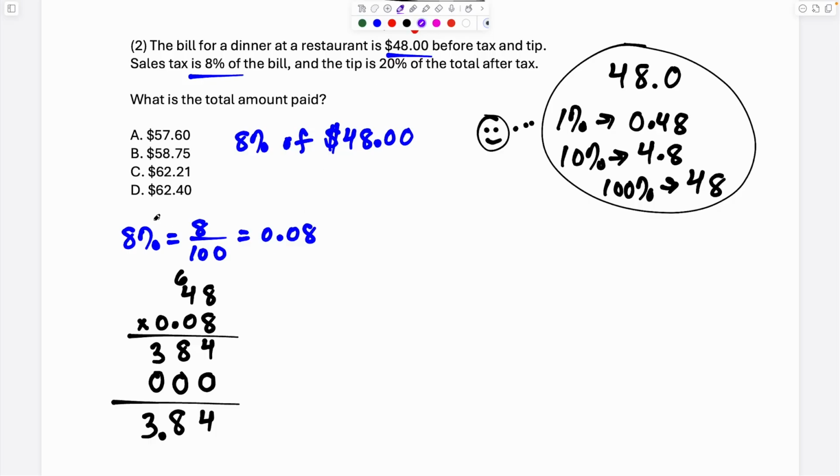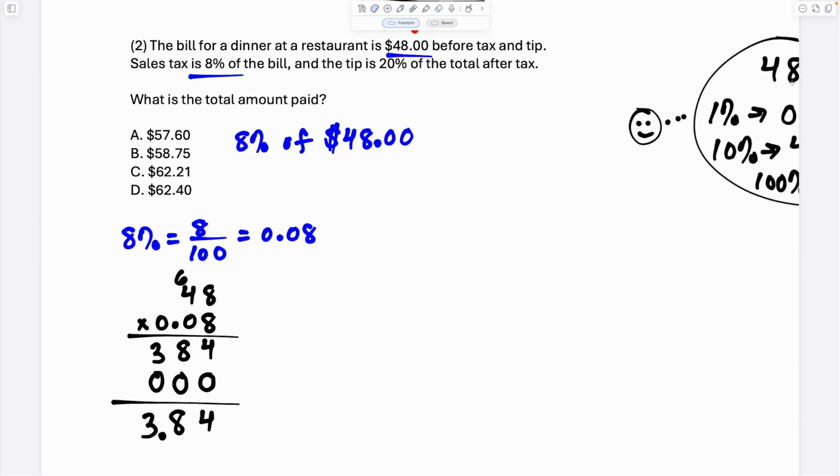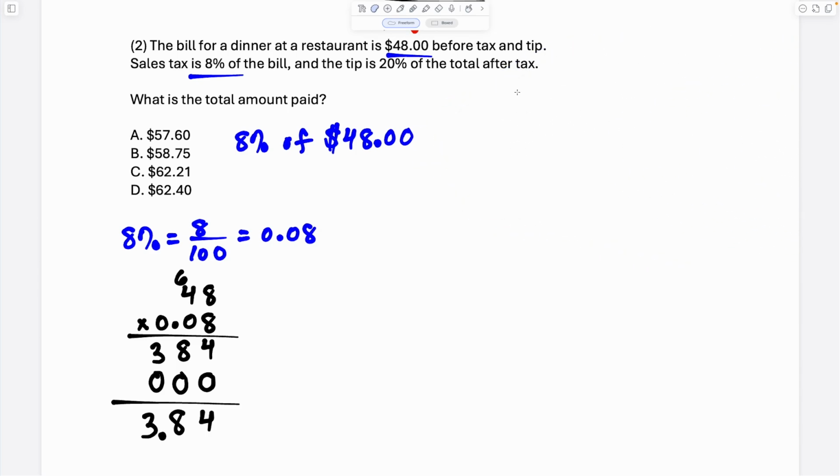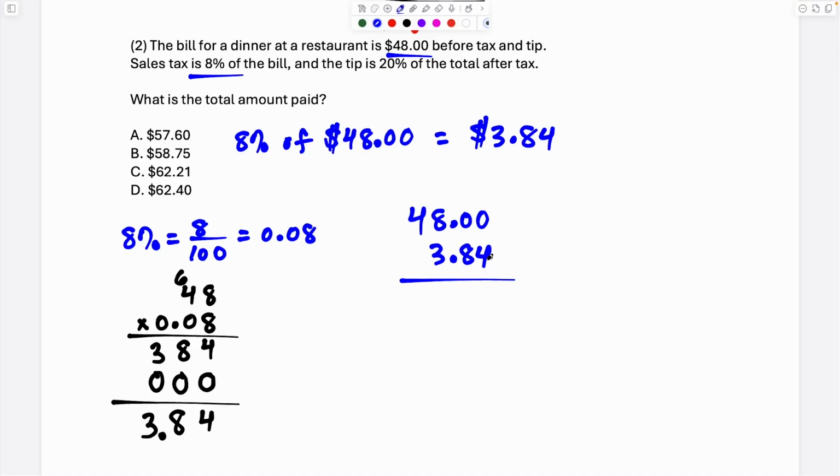So now that we know what 8% of 48 is, I'll just move this part over here off to the side. So we'll just get this out of the picture. That now what we just found, 8% of 48 is going to give us $3.84. So we could apply the tax now to the bill, and this is going to tell us how much our tip is going to have to be in reference to here.